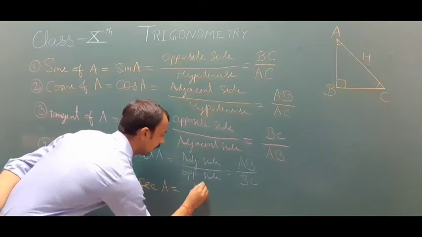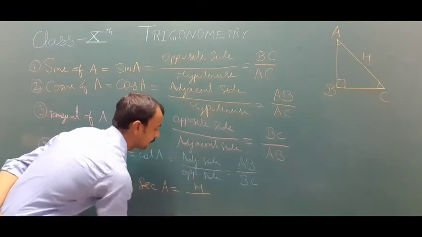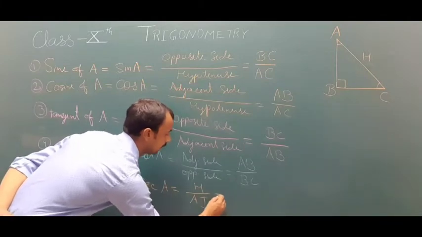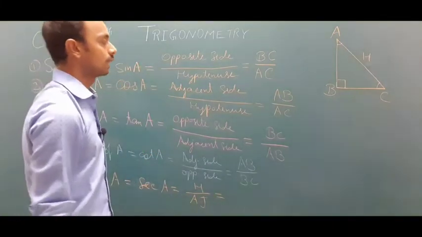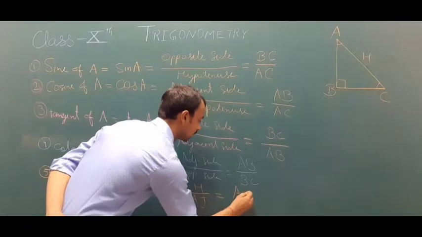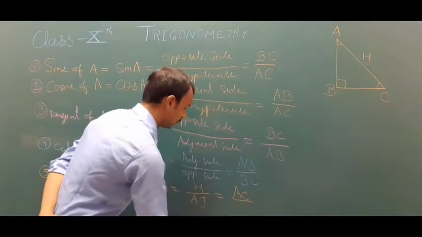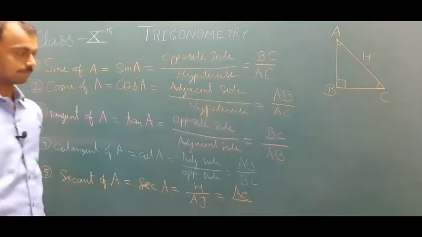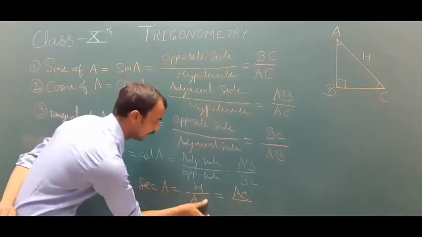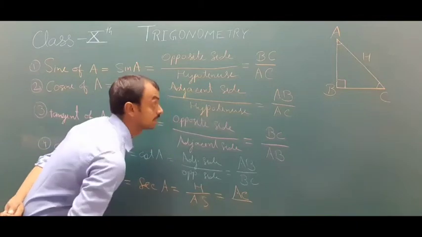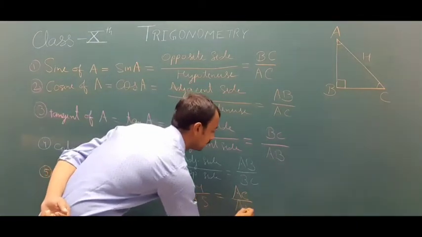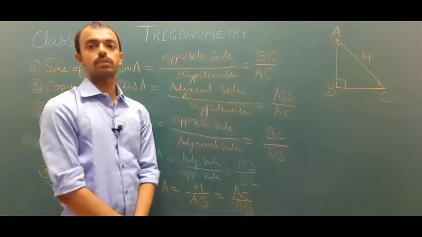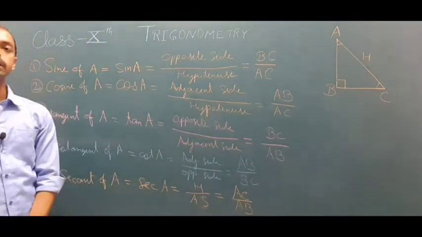So that will be hypotenuse. I am writing H for hypotenuse, and the adjacent side. Hypotenuse is AC upon what? Adjacent side is AB. So AC upon AB is the inverse of cos. You can remember it easily.